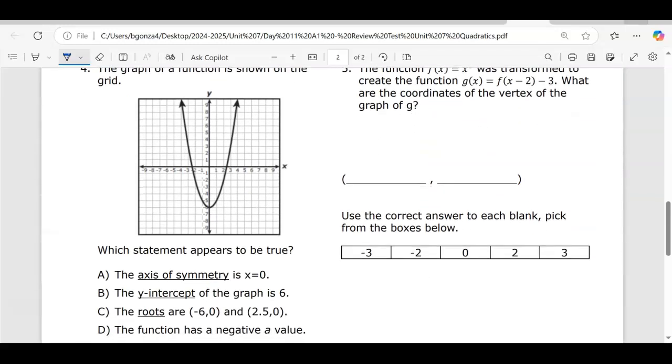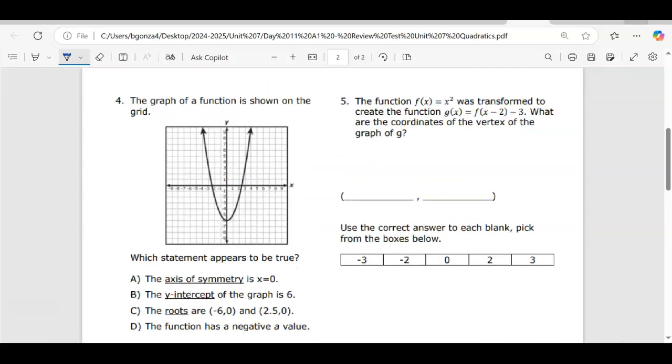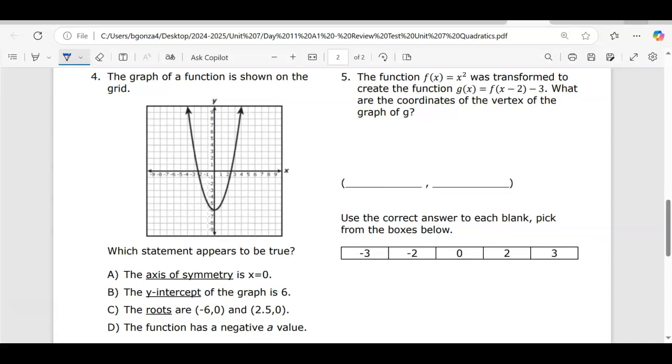All right, halfway done. Number 4, the graph of a function is shown on the grid. Which statement appears to be true? Is the axis of symmetry x equals 0? So the line that would go straight through the middle right here goes through the x-axis at 0. So an axis of symmetry of x equals 0. That is true.